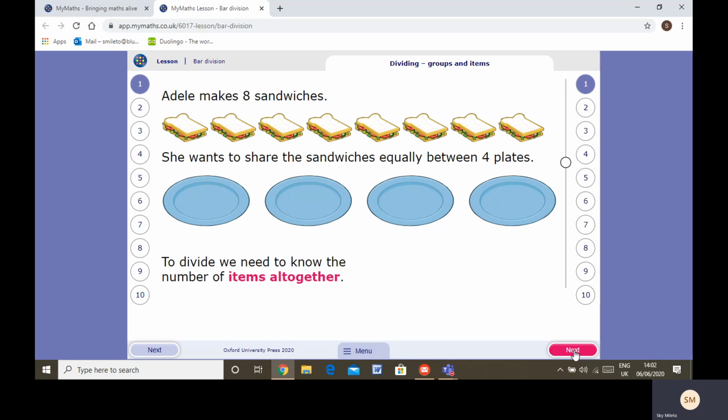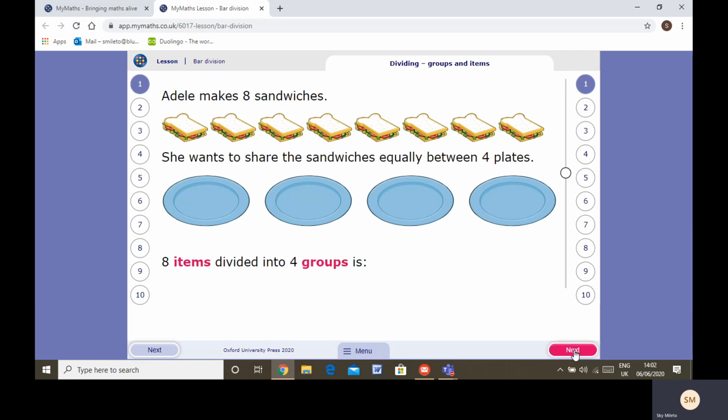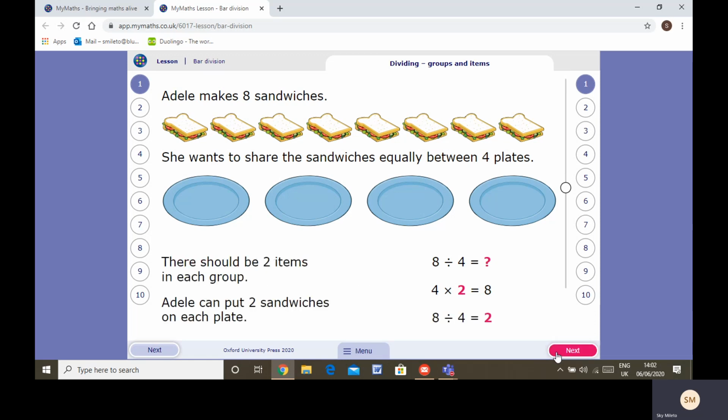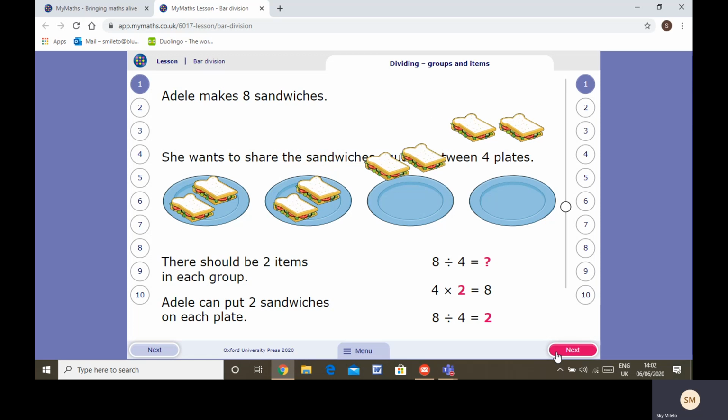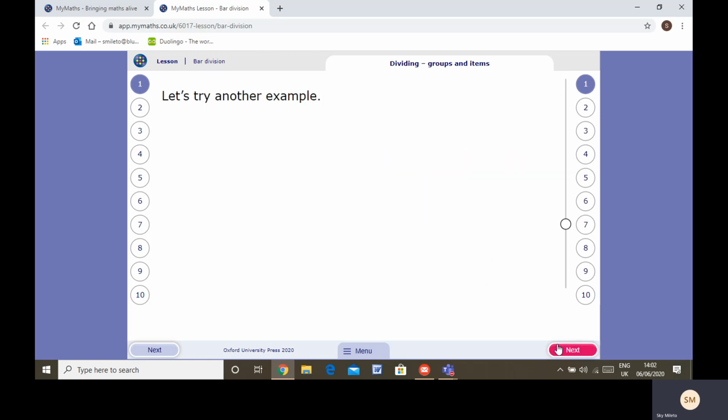So we know we have 8 sandwiches and we know we have 4 plates. So we're going to be doing 8 divided by 4. We've got 8 items and we want to split them into 4 groups. And we know using our multiplication fact that 4 times 2 equals 8, and it's always the inverse operation. So 8 divided by 4, we've used the 8, we've used the 4, so it must be 2. And we saw that before when we did it one at a time, that there's 2 sandwiches on each plate.